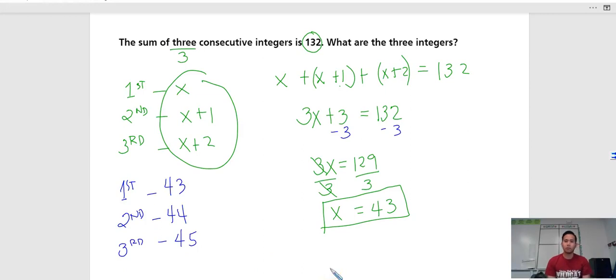All right. So as simple as that when we are solving linear equations. And we'll do more on linear equations. We have to do multi-step when there are two variables on both sides.